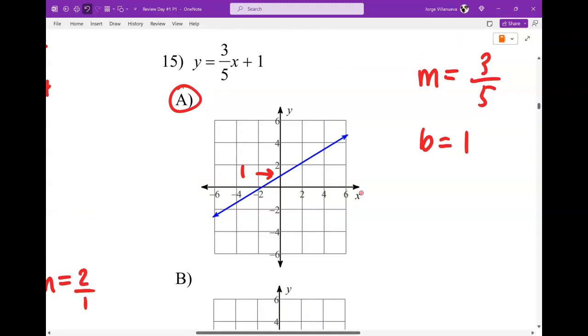Notice I didn't even care about the fact that the slope is 3 over 5. I didn't count 3 up, 5 over. All I cared about was, is it going uphill or downhill, right, based on my slope. After that, it was all about my y-intercept. Okay?